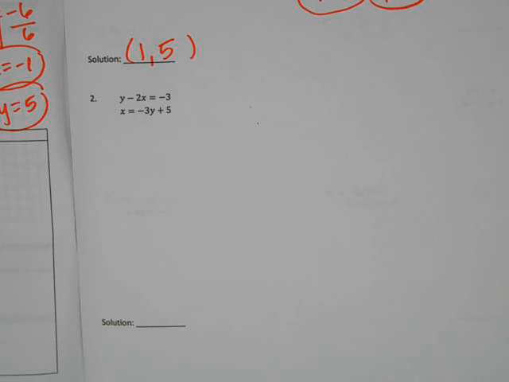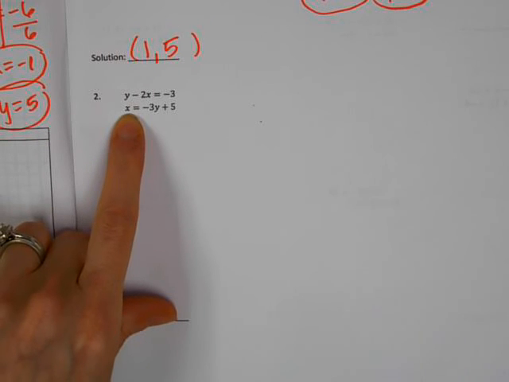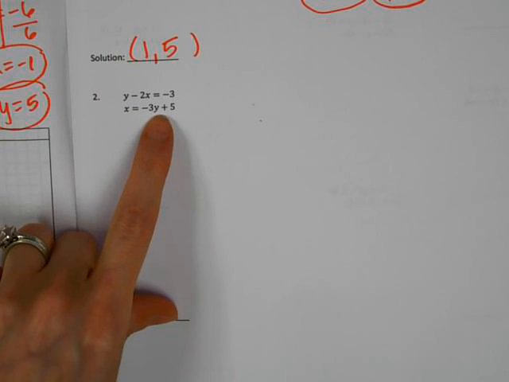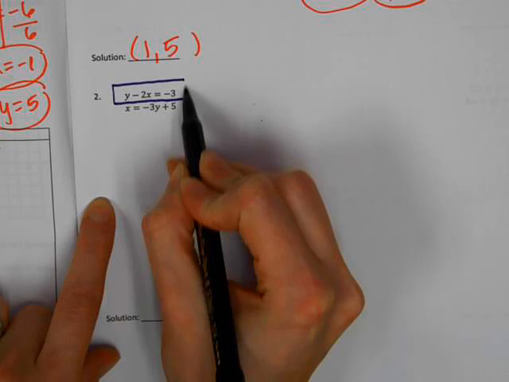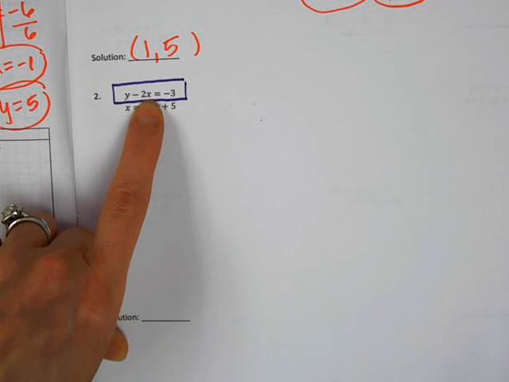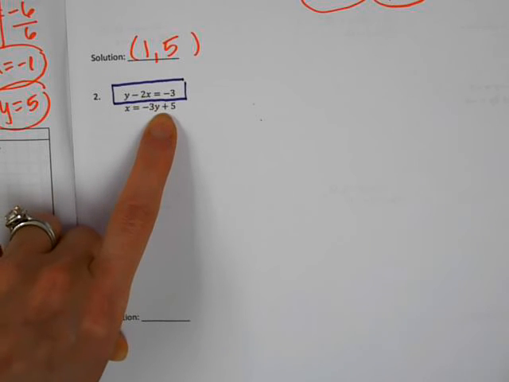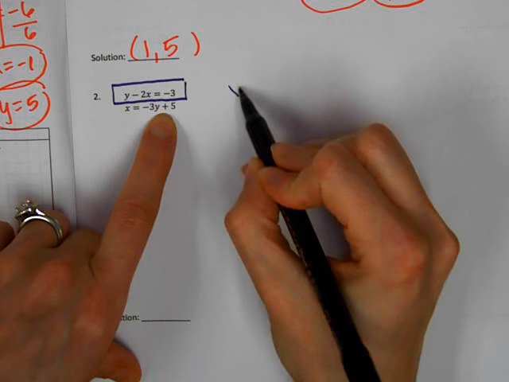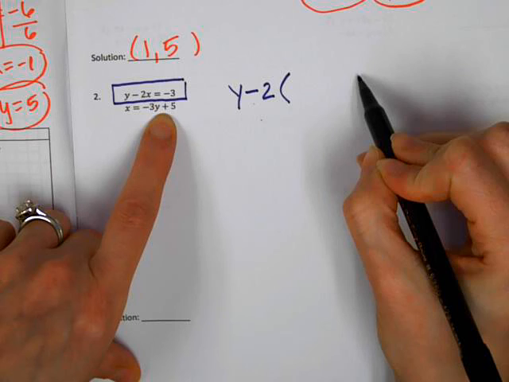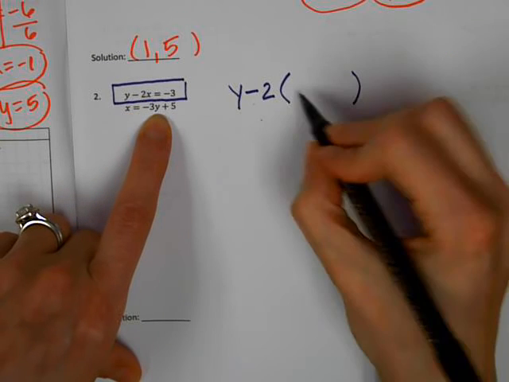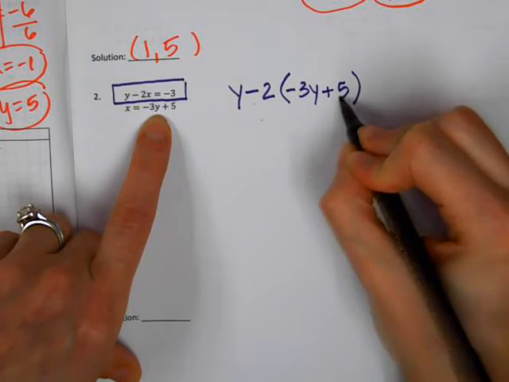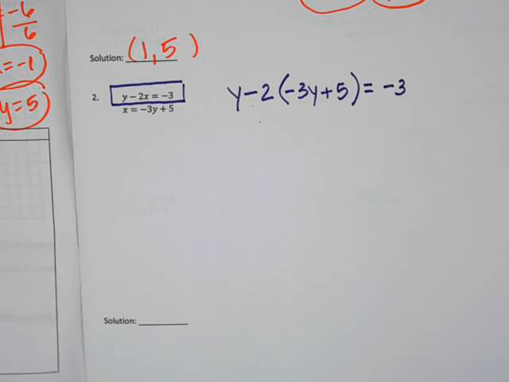All right, so look at number 2. Isolate one variable. On this problem, the x is isolated. Because see how it says x equals? So in this problem, in the other equation, wherever you see an x, we're going to substitute it with negative 3y plus 5. All right, so I'm going to rewrite this. It's going to be y minus 2 times x, but we're not going to write x. We're going to replace x with negative 3y plus 5. And then finish it off equals negative 3.